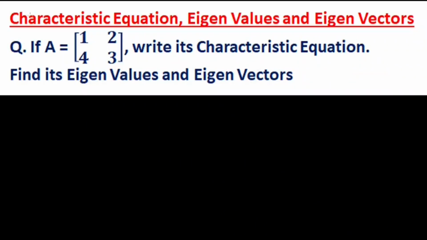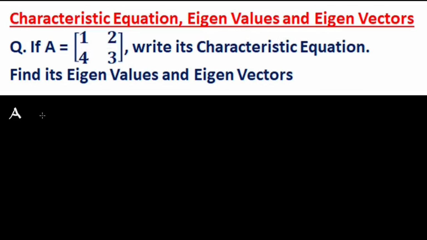In this video, we will understand characteristic equation, eigenvalues, and eigenvectors. We are given matrix A from which we have to write its characteristic equation, and after that we have to find its eigenvalues and eigenvectors. First of all, let us understand what is characteristic equation of a given matrix.